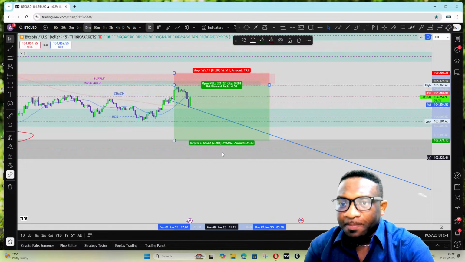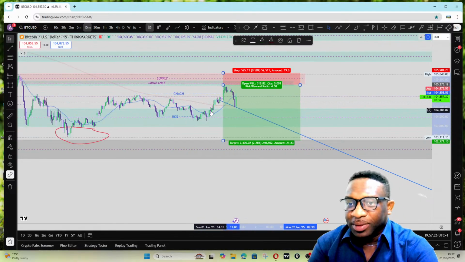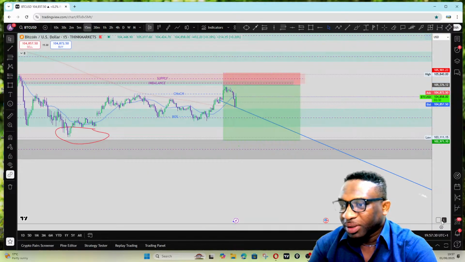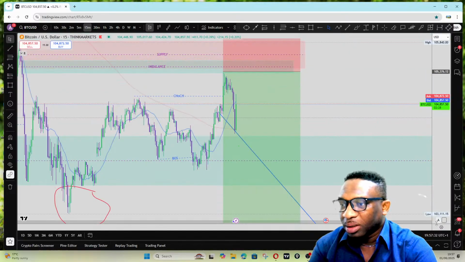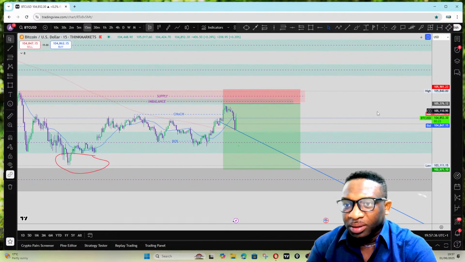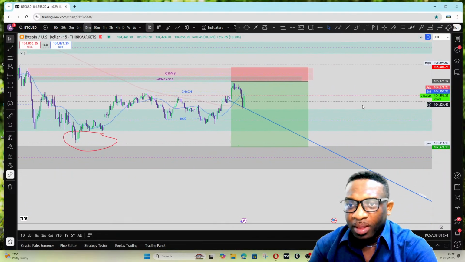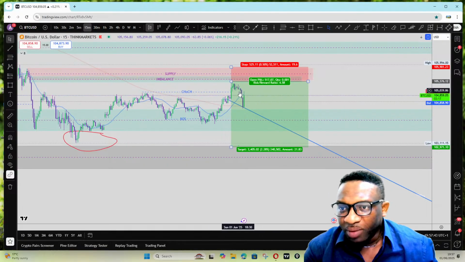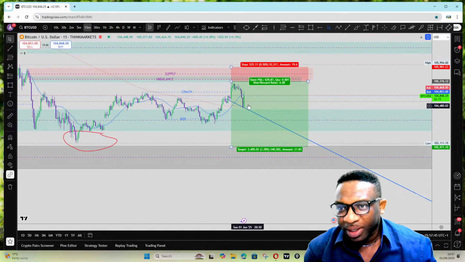So yeah, that's where we stand currently in terms of Bitcoin. This would have been a nice entry. We've seen some reaction from here as price tapped into the 200 moving average.